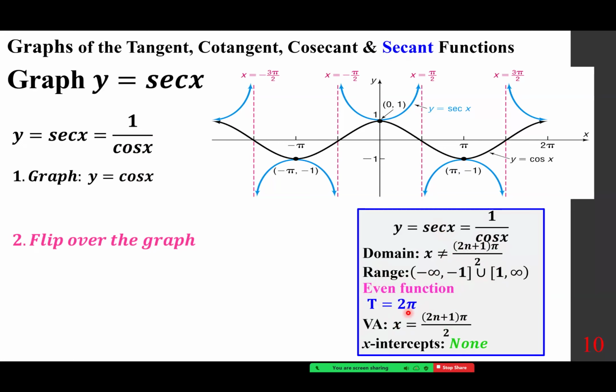And so what happens if you want the VA or the domain when the period changes? So t over 2, actually, you replace the pi with t over 2, the same thing here. Okay, if things change.